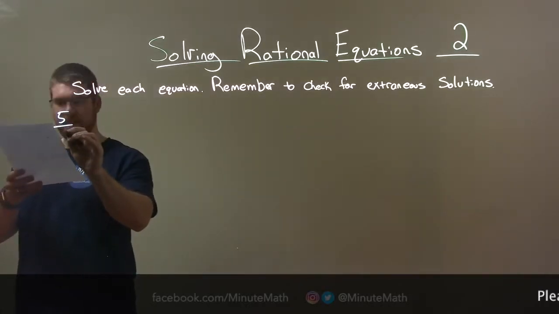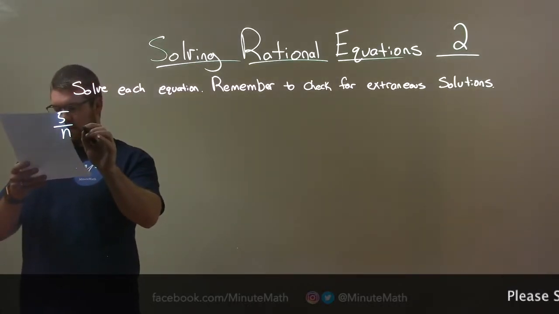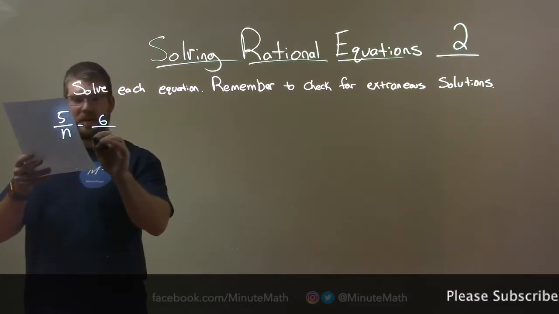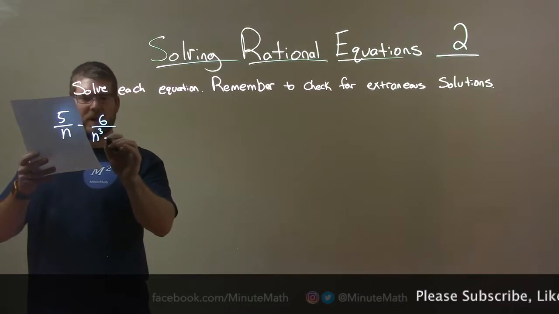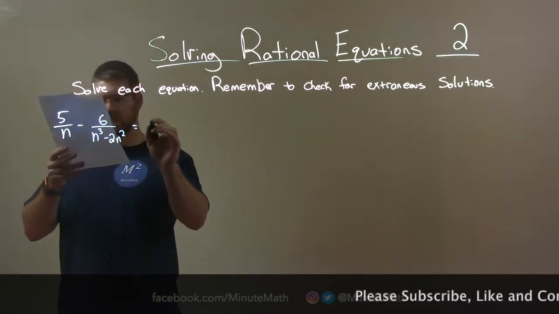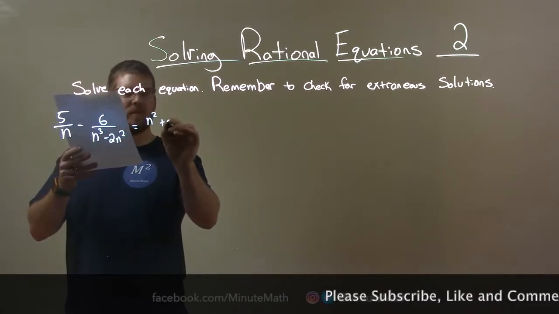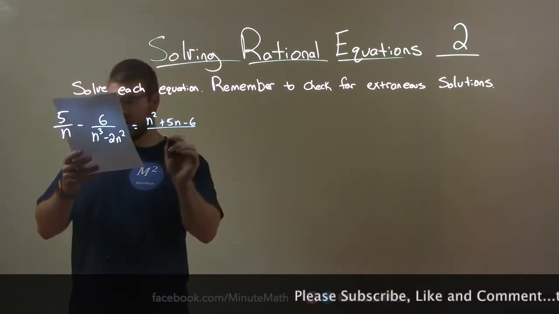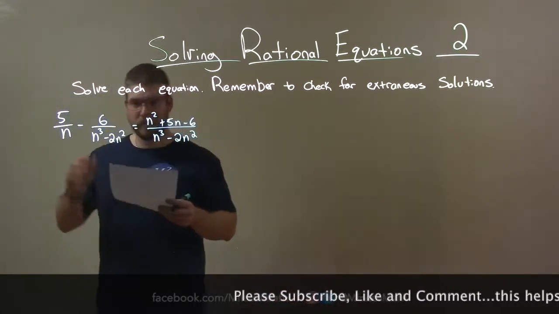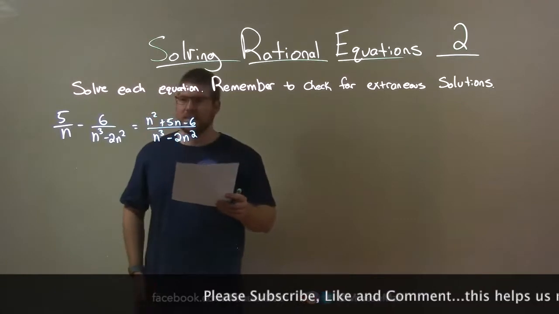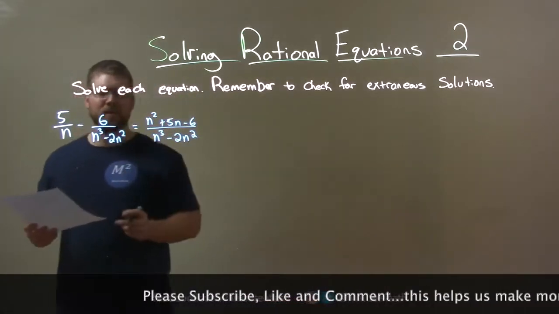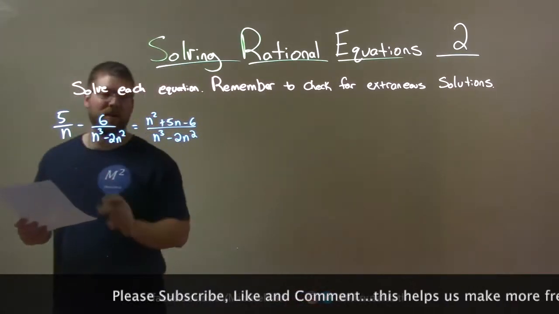5 over n minus 6 over n to the third power minus 2n squared equals n squared plus 5n minus 6 over n to the third power minus 2n squared. Okay. Well, what I want to do is get all of them to have the same denominator. The only thing that's not n to the third minus 2n squared is just n right there.